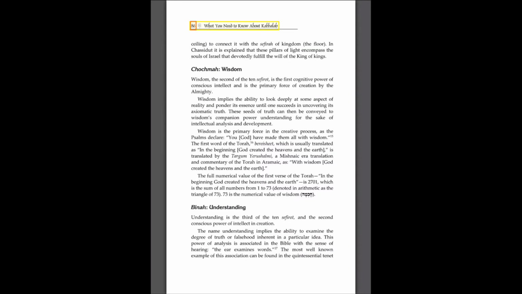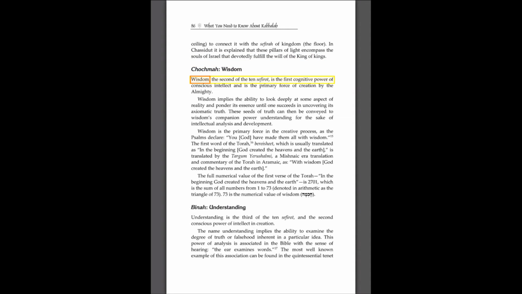What you need to know about Kabbalah's ceiling, to connect it with the Sephirah of kingdom, the floor. In Chassidut it is explained that these pillars of light encompass the souls of Israel that devotedly fulfill the will of the King of Kings.